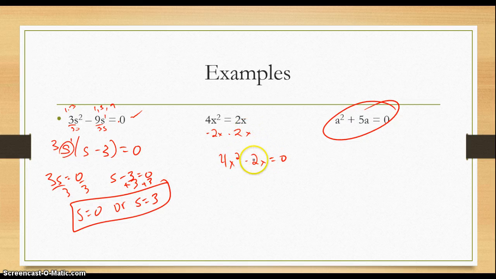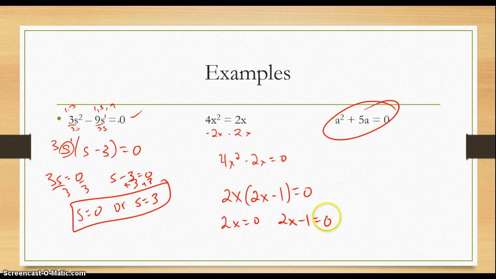First thing we did, take out the greatest common factor. Well, they have an x in common. That's the greatest number that they have in common. Factors, take a 2 out. So I'm left with 2x minus 1 equals 0. Set this equal to 0. Set this equal to 0. And solve. So x equals 0 or x equals 1/2. Okay, and again, plug them back in.